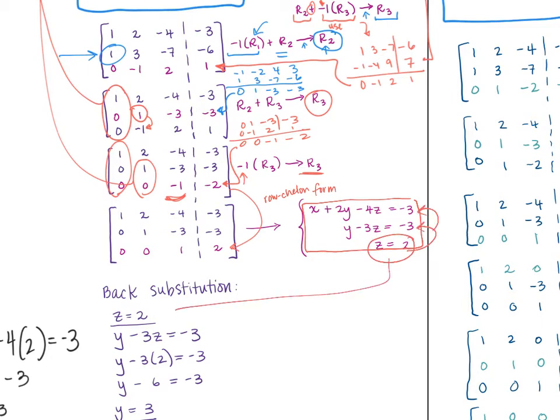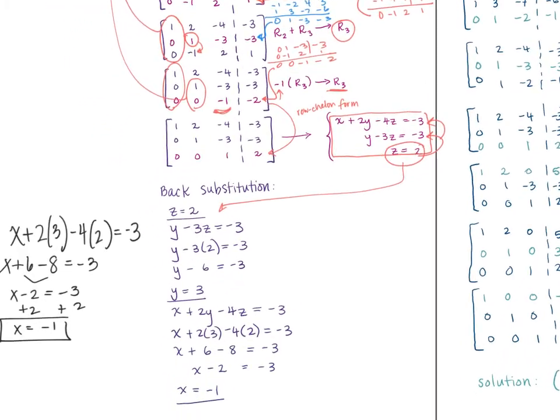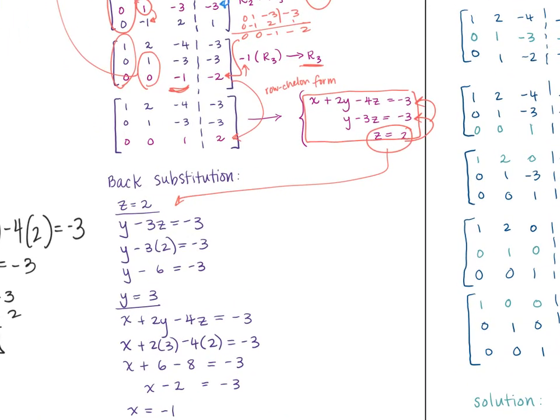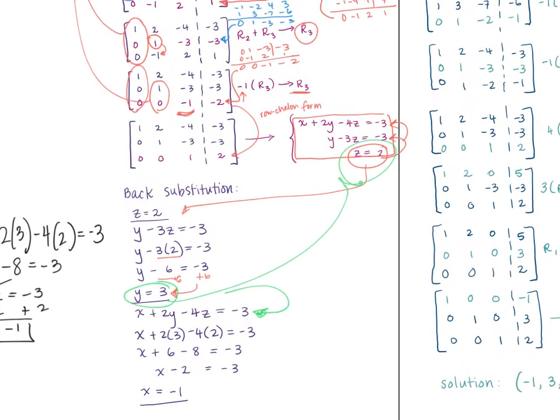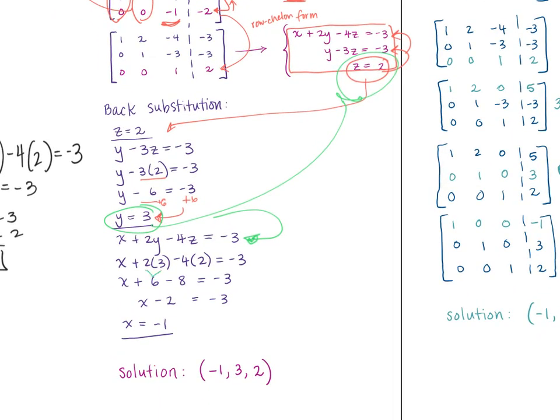So if I look down below here, it says, okay, we have z equals 2, so we're going to plug that into our second equation. When we plug that in, we're going to get y minus 6 equals negative 3. So then add 6 to both sides, we get y equals 3. Then we're going to take y equals 3 and z equals 2 and plug them into the very first equation. And so when we do that, 2 times 3 makes 6, negative 4 and 2 make negative 8. Combine those like terms, we get negative 2. Let's add the 2 to both sides, and we get x equals negative 1. So our solution is negative 1, 3, 2.